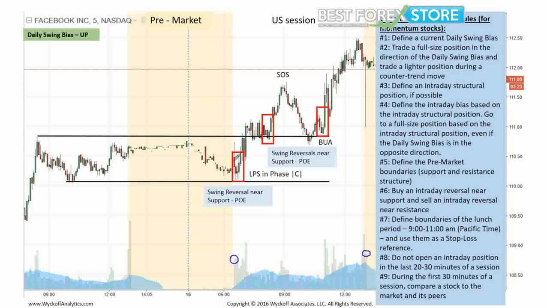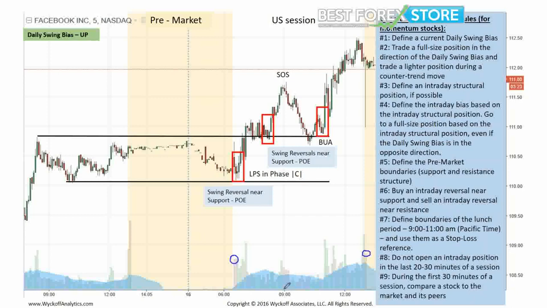If there is no reversal there near the support and the resistance, and the trade might be somewhere in the middle of the range, then I might wait for the first 30 minutes just to see what kind of intraday structure or intraday bias we're developing.